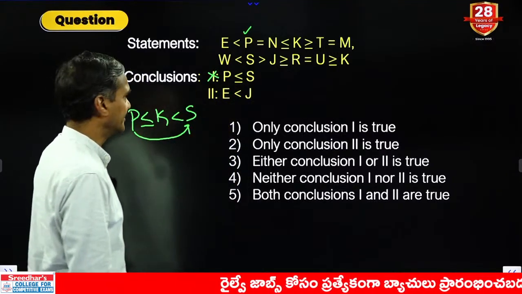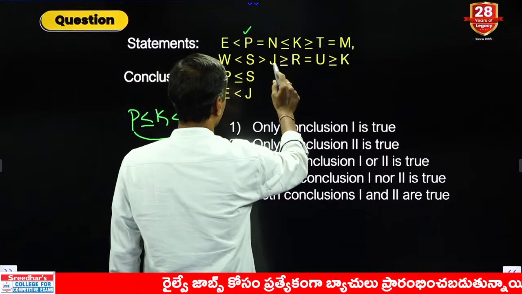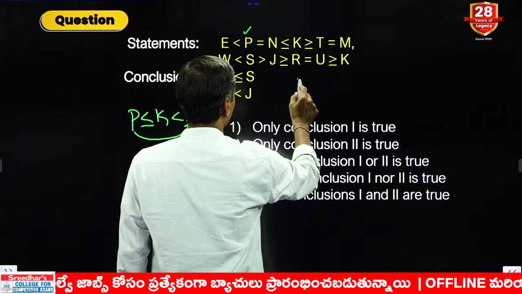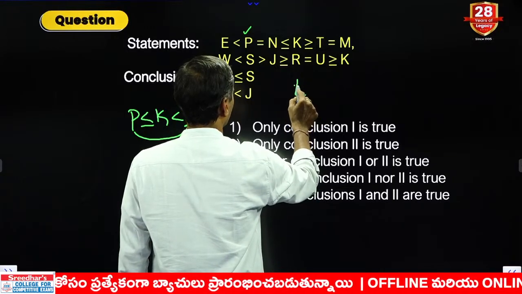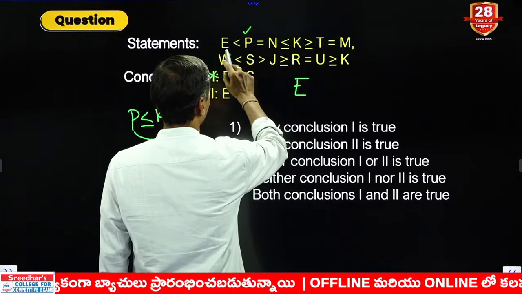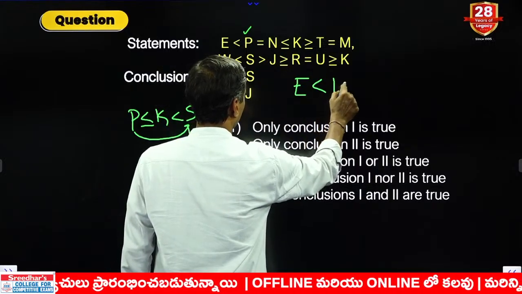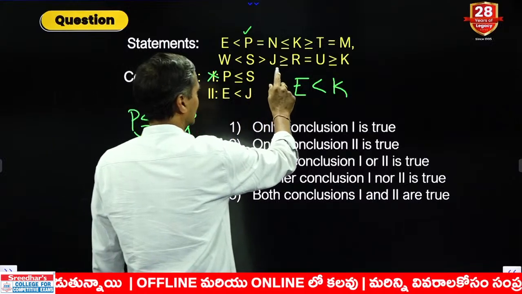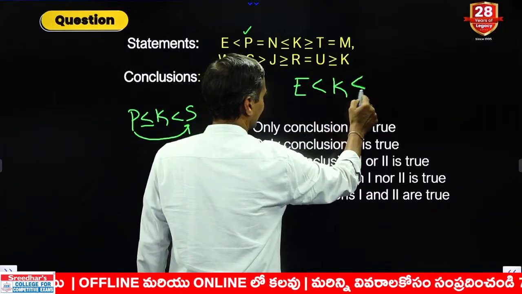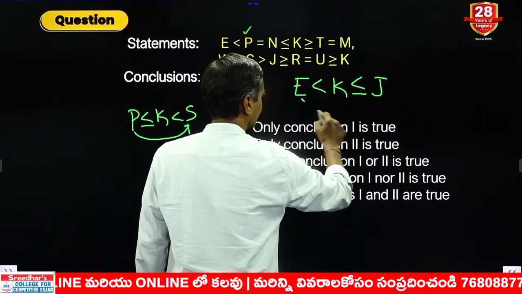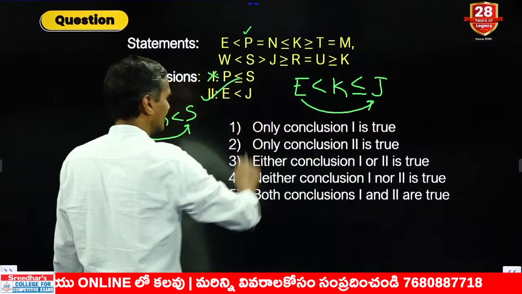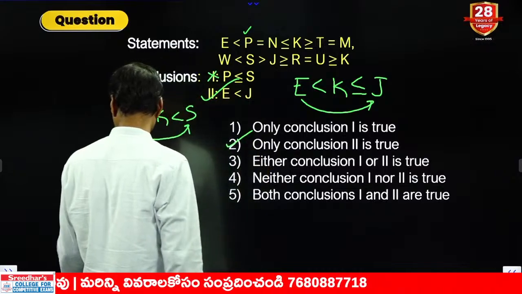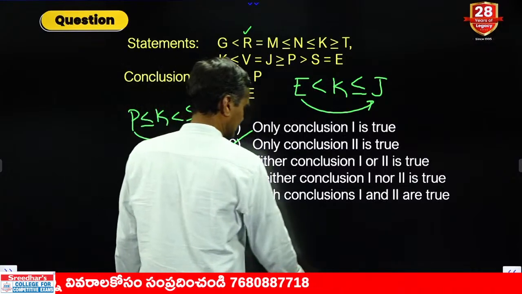The next one, E and J. E is here, J is here. Which element is common? E and K. Now E to K, E lesser than K, and at the same time, J. J to K, J greater than or equals to means K lesser than or equals to J. Hence which symbol is common? Lesser than. E lesser than J, only 2, and it is given in choice 2 for question number 2. Then next one, question number 3.